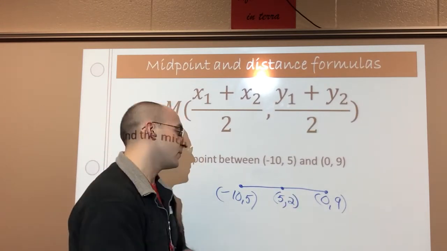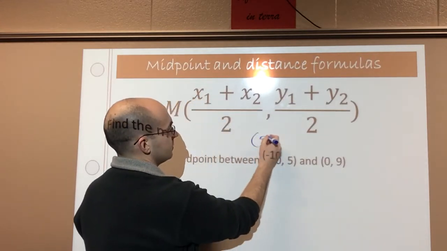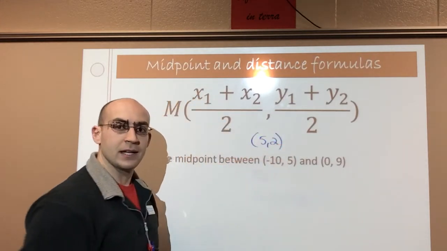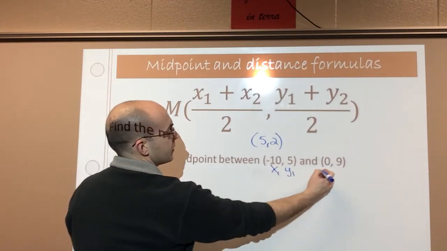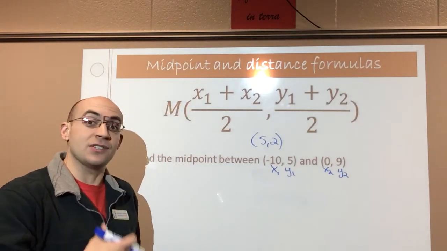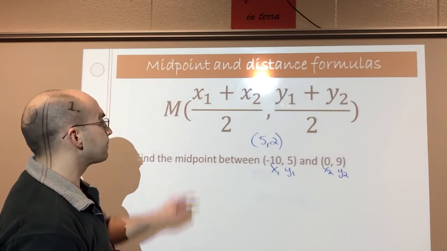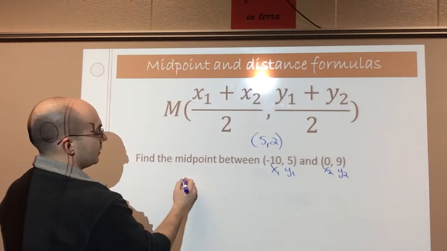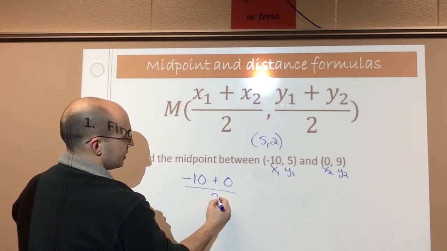Now let's go ahead and put it into the formula just to make sure that we were right. So I'll put the midpoint here just to remember what we had the first time. Label your points. It just makes it a lot easier. I don't want to make a silly mistake because I didn't label. I don't want to use the same coordinate point twice because that's going to make it all messy. Plugging it into the formula. So -10 plus the x2 value of 0, and that's divided by 2.